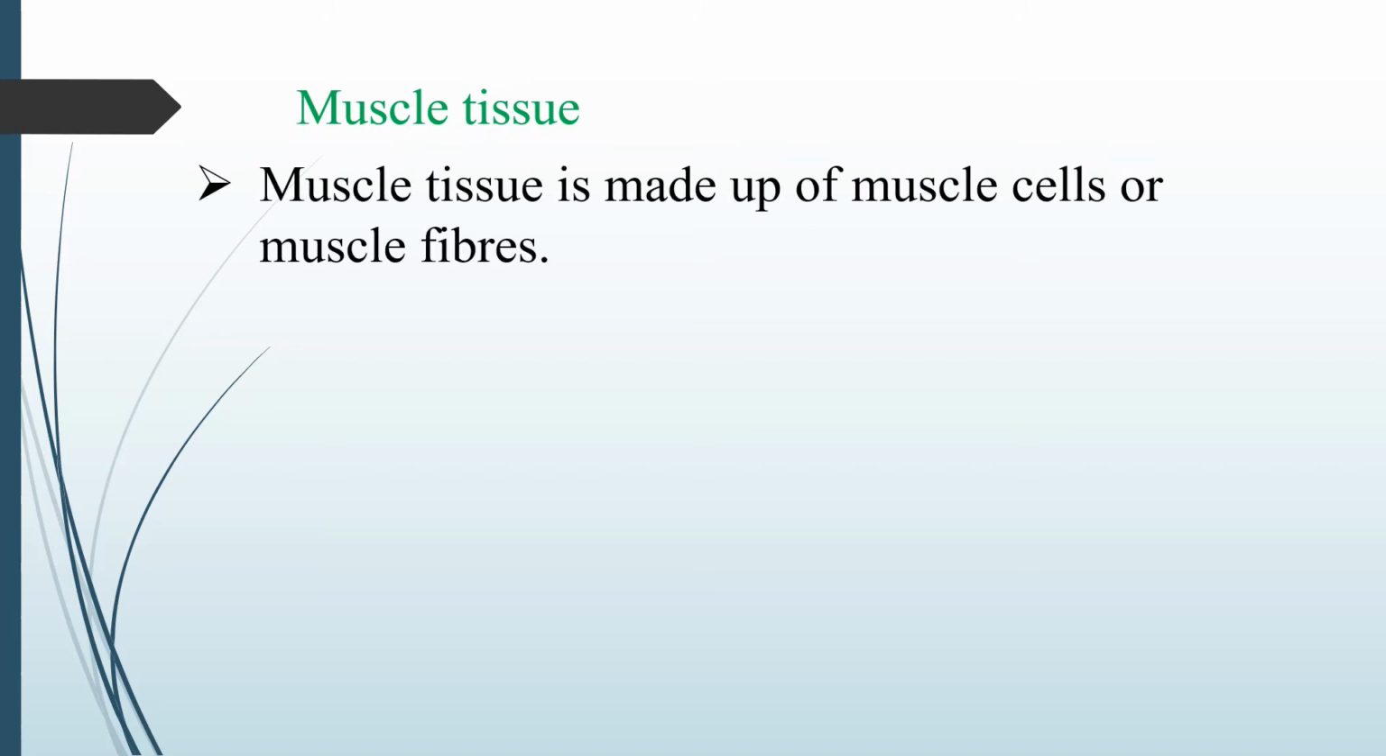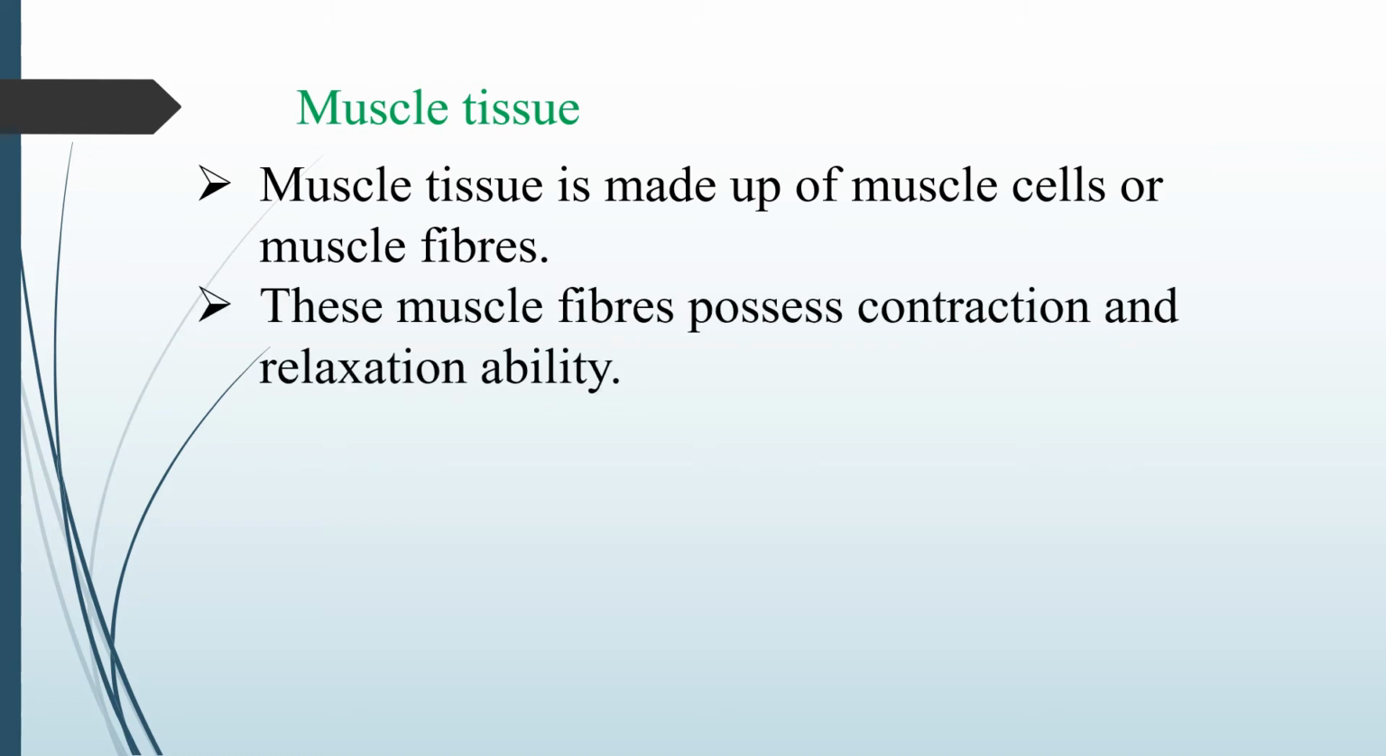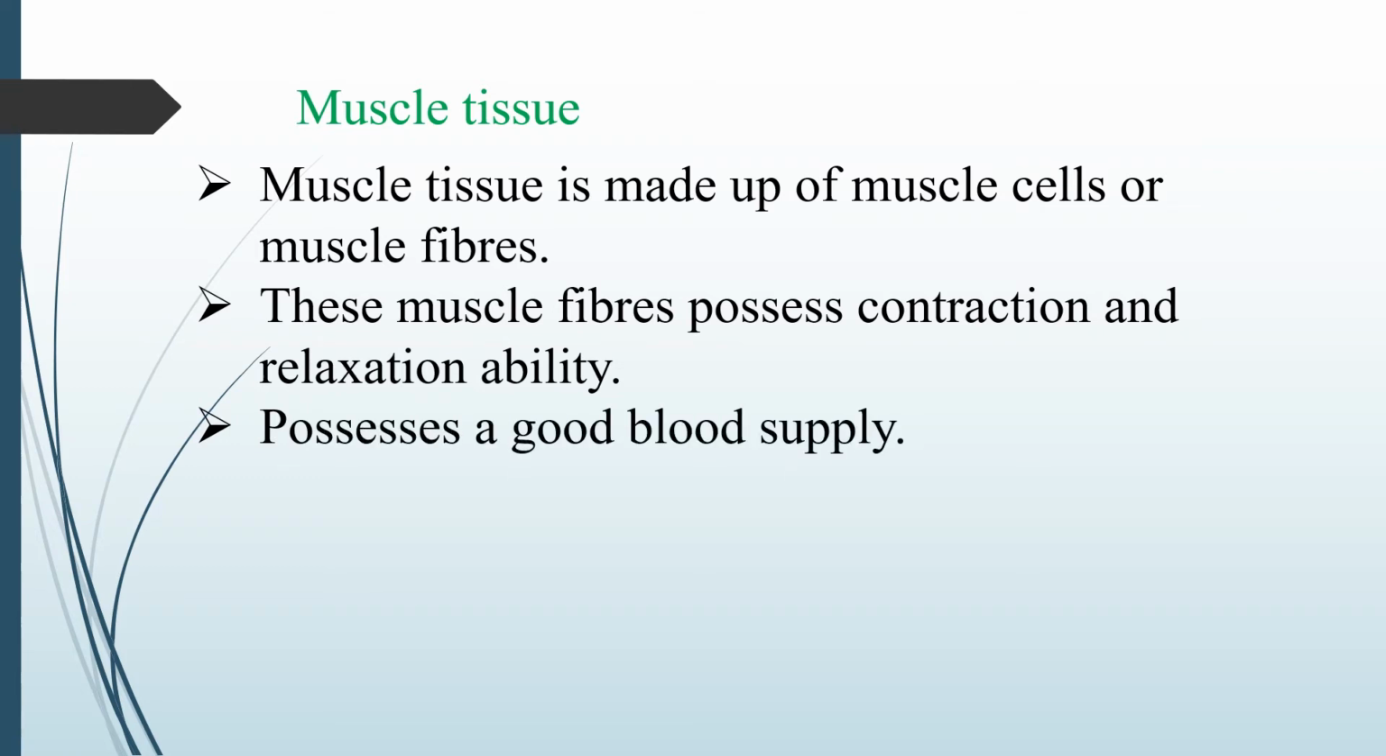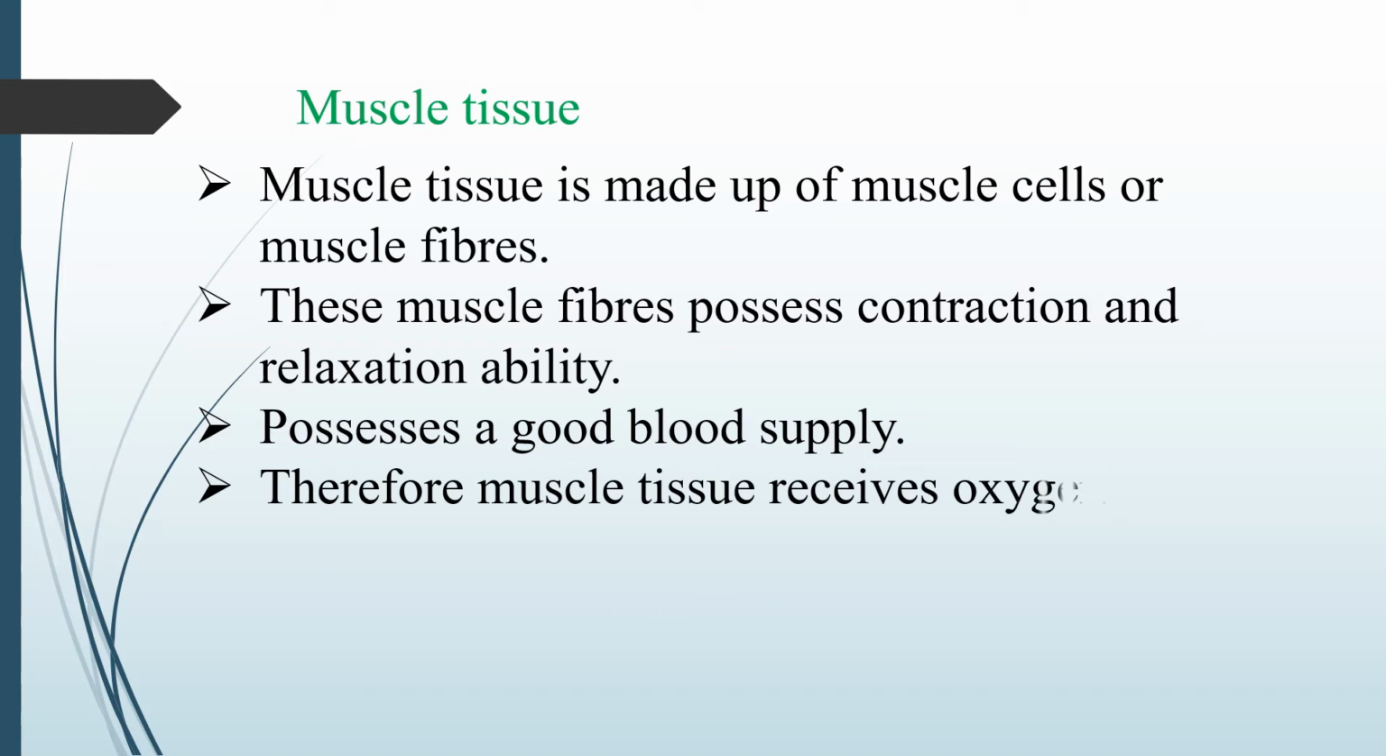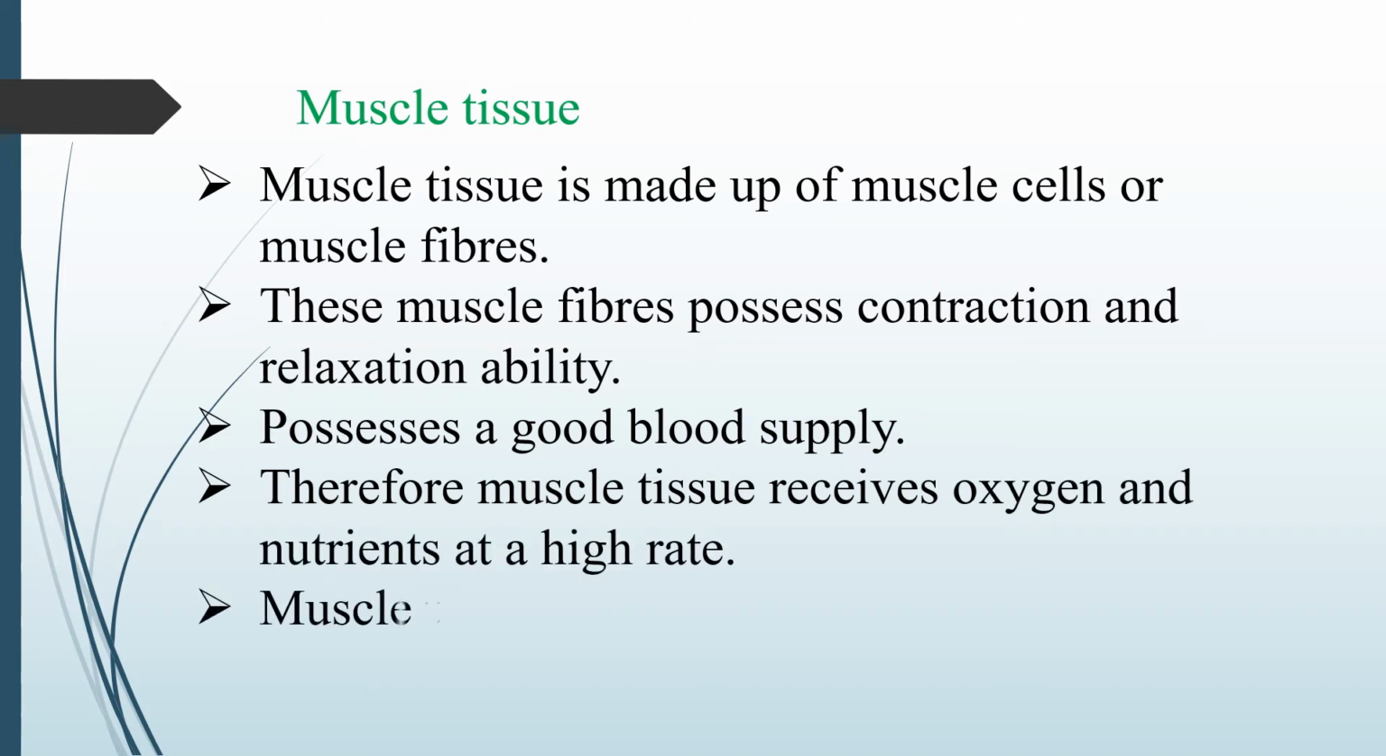Next animal tissue type is muscle tissue. Muscle tissue is made up of muscle cells or muscle fibers. These muscle fibers possess contraction and relaxation ability. They possess a good blood supply. Therefore, muscle tissue receives oxygen and nutrients at a high rate.